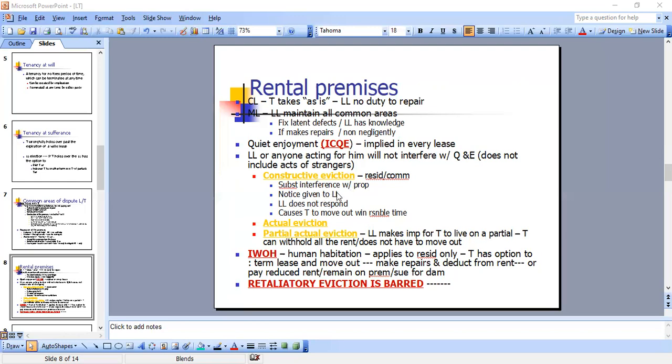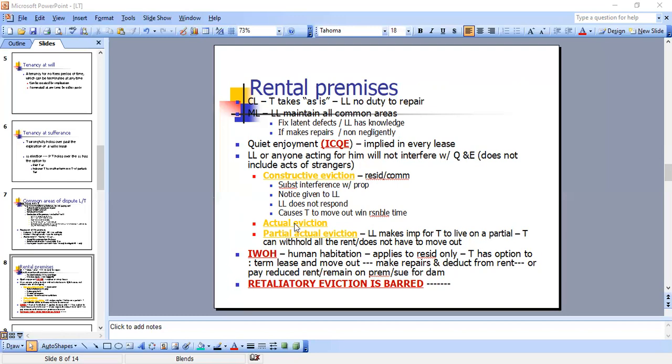Constructive eviction, residential or commercial, must be a substantial interference with the property. Notice must be given to the landlord. I see this a lot on essays. Substantial interference: the water's not coming out hot, or the shower's not working right, stuff like that. There has to be a substantial interference, okay? And the tenant has to give notice to the landlord. If the landlord does not respond and causes T to move out within a reasonable time, then constructive eviction will be granted. This is residential or commercial property.